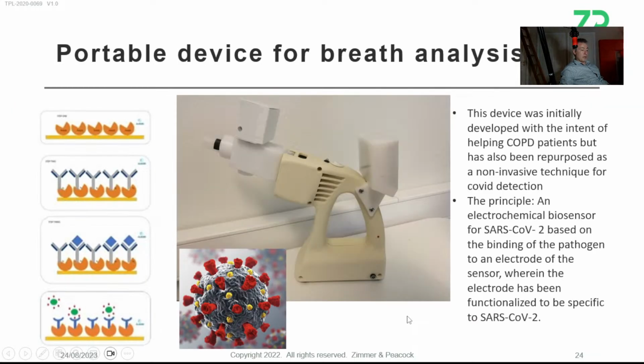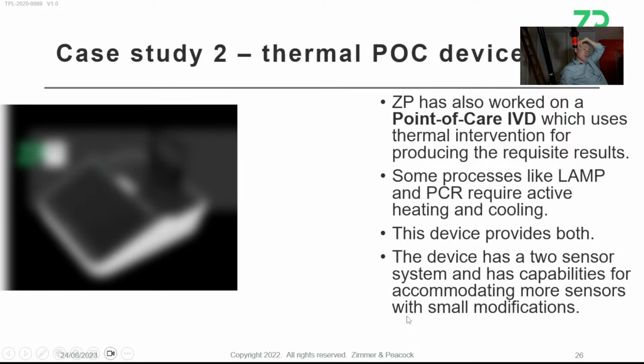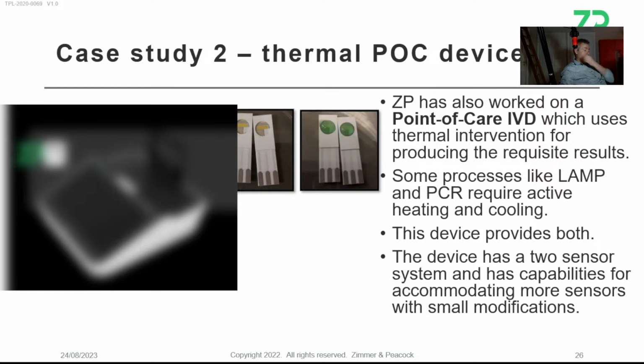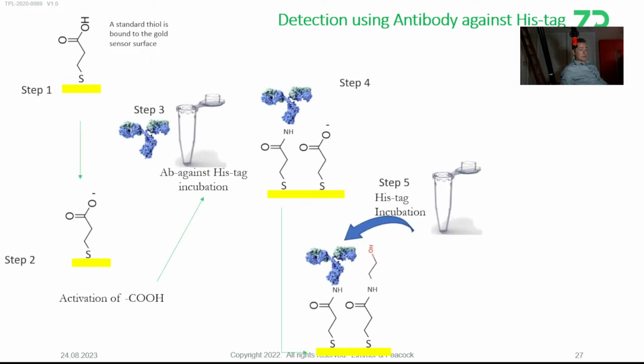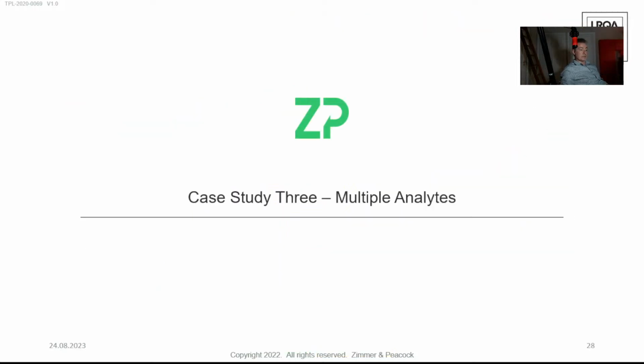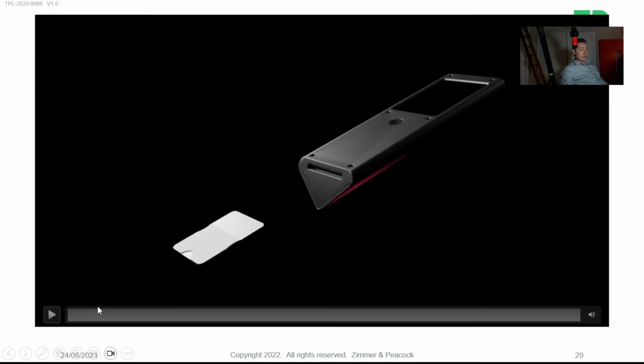This is the portable device for breath analysis. We also worked on mammalian work, with things like LAMP and PCR as amplification assays. This particular device, I blurred it out, but it did have temperature zones on it because we were doing thermal amplification of the molecular material before doing electrochemical detection on it. This was made for an immunoassay, where we would use our gold electrodes to tether material onto the electrodes.